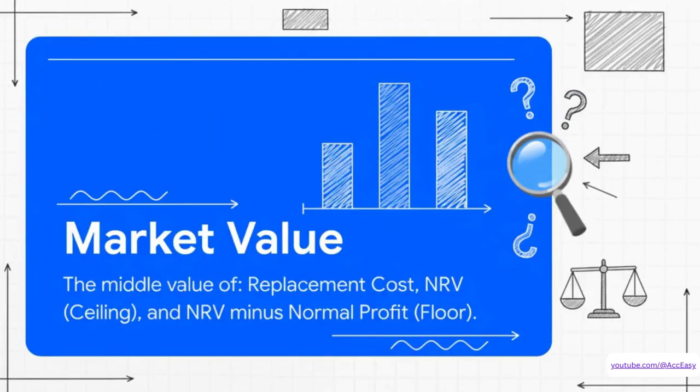Okay, here's where it gets just a little tricky. That term market value isn't just what you could sell it for today. Nope, it's a very specific calculation. You have to find the middle number out of three different figures: what it would cost to replace the item today, a ceiling, and a floor. Think of the ceiling as the absolute maximum value you can assign, and the floor as the minimum.